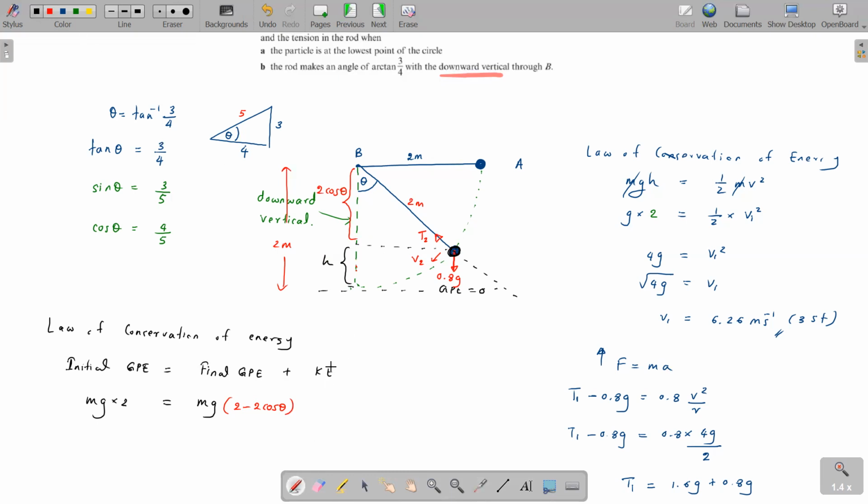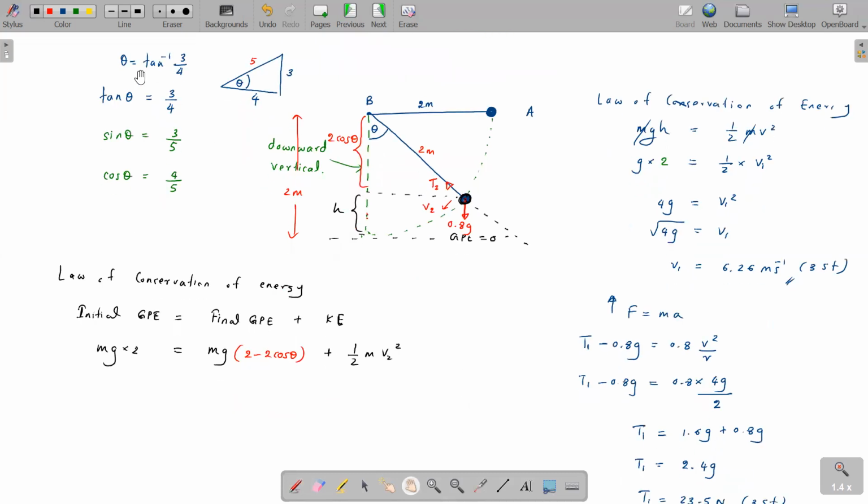All right. And then plus the kinetic energy, half mv2 squared. So I use the speed here as v2. So guys, I hope you're following me. I can remove m from everyone. m is common. So I get over here 2g equals, I'll open the bracket here, 2g minus 2g cos theta plus half v2 squared.